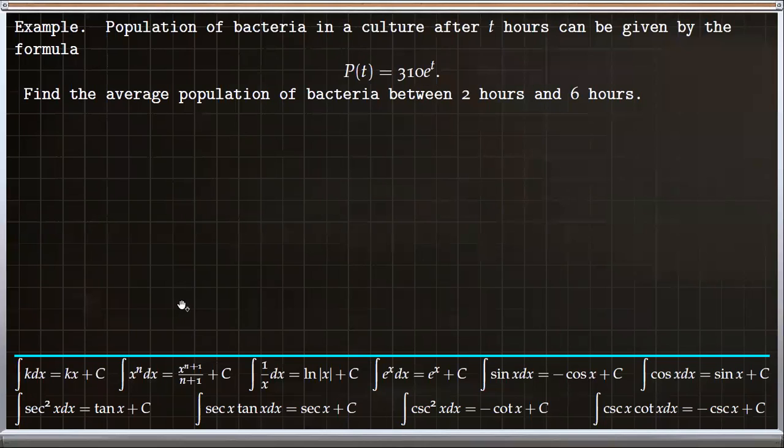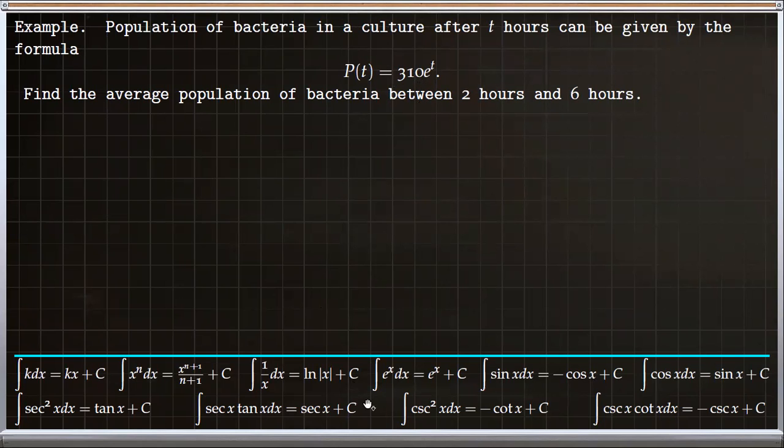Next, we have this example. Population of bacteria in a culture after t hours can be given by this formula. P of t equals 310 e to t. Find the average population of bacteria between 2 hours and 6 hours.